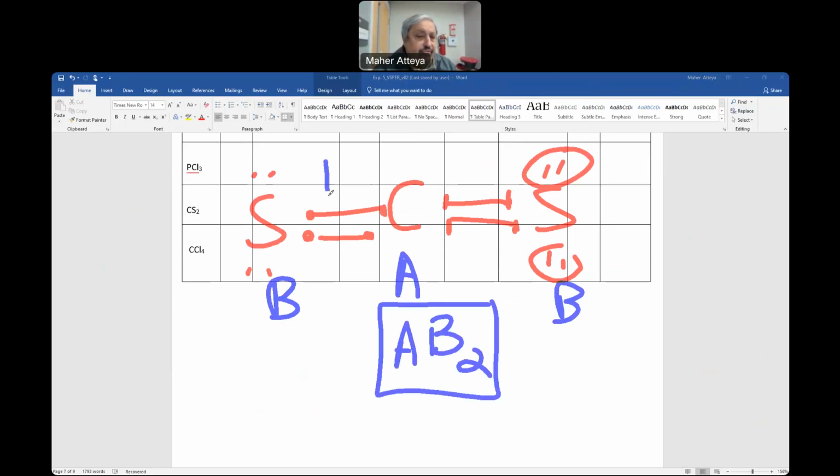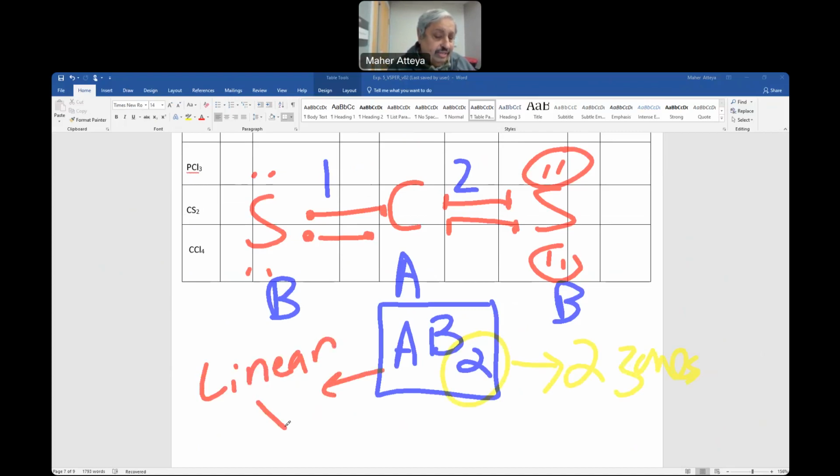How many zones we have? We have 2 double bonds, 2 zones, correct? You can just look at the, as we said here, look at this one here. This is 2. So we have then, because of the 2, we have here 2 zones. We have 2 zones, correct? And how about the shape of this? The shape is, according to the code, we have to go to the table. This will be what? Linear. And the angle of the linear is 180 degrees, correct?